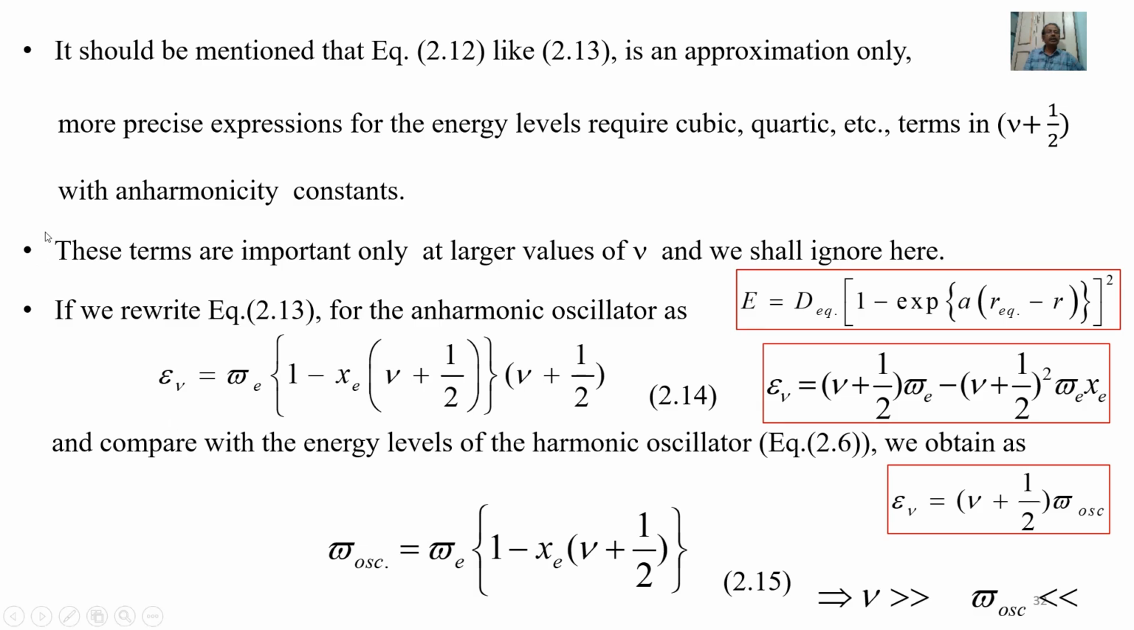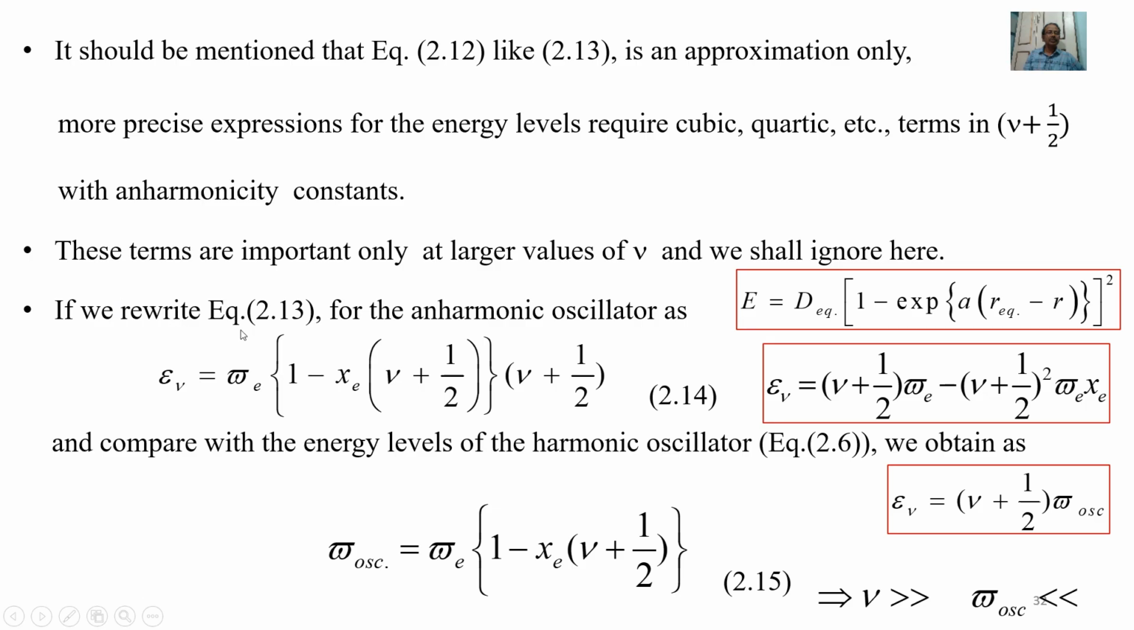It should be mentioned that equation 2.12 and 2.13 are approximations only. More precise expressions for the energy levels require cubic and higher powers, terms in nu plus 1 by 2 with anharmonicity constants like A, B, C, and it goes on. These terms are important only at larger values of nu, and we are going to ignore them in this derivation.